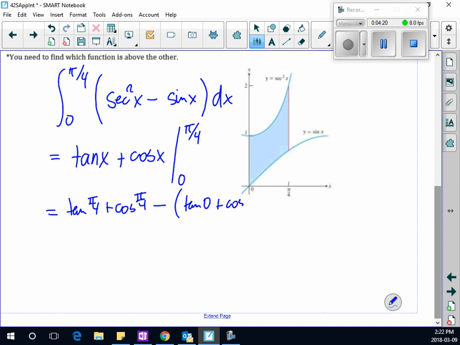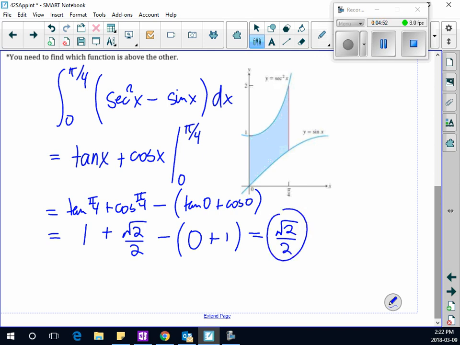So this would be tan of pi over 4 plus cos of pi over 4, subtract the bracket tan of 0 plus cos of 0. So what's tan of pi over 4? 1. And what is cos of pi over 4? Root 2 over 2. What is tan of 0? It is 0. And what's cos of 0? Plus 1. So does everybody see the 1 subtracts the 1, and what are we left with? Root 2 over 2.